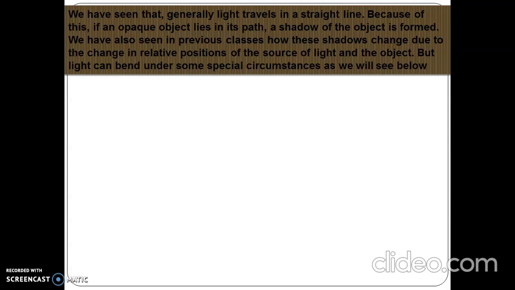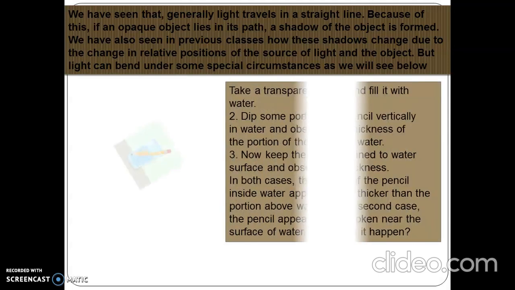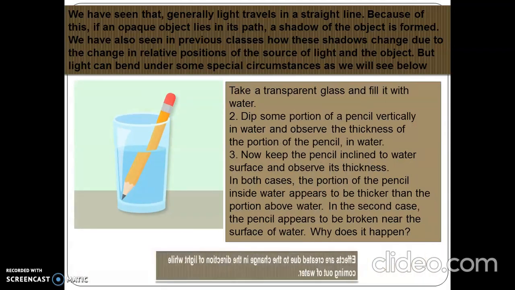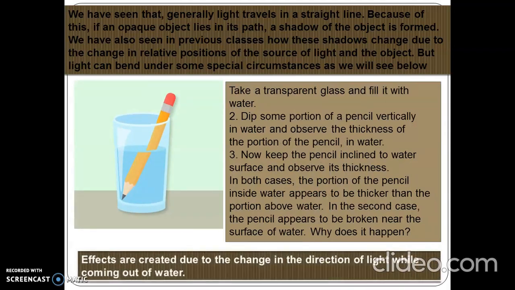So far we were studying about bouncing of light rays. But now we will be studying about the bending of light rays. Let's see how this is happening. To understand this, we will study one experiment. Take a transparent glass and fill it with water. Dip some portion of a pencil vertically in water and observe the thickness of the portion of the pencil in water.